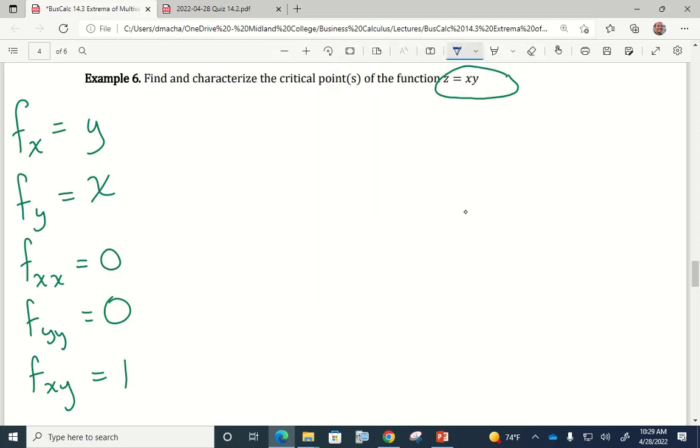Then whenever we take the derivative with respect to y, we pretend that x is a constant. And so you were looking at a constant times y. The derivative of y is just 1, and so then you keep x, pretending that it's constant.